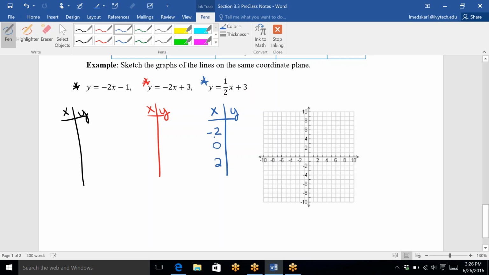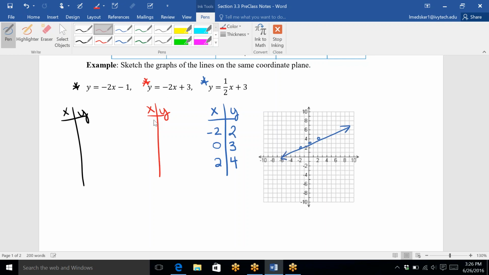Half of -2 would be -1, and then +3 would be +2. Half of 0 would be 0, +3 would just be 3. Half of 2 would be 1, +3 would be 4. So if we plot this one, -2, 2, 0, 3, and 2, 4, and then remember this would be a line that goes through that. Let's move back to our red.